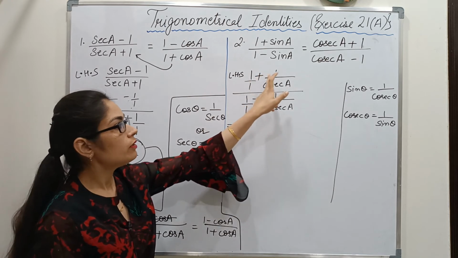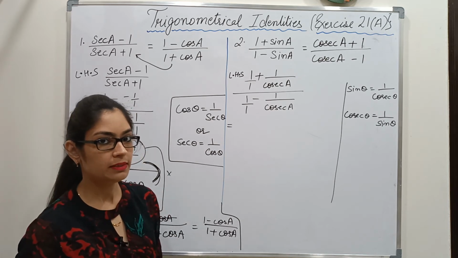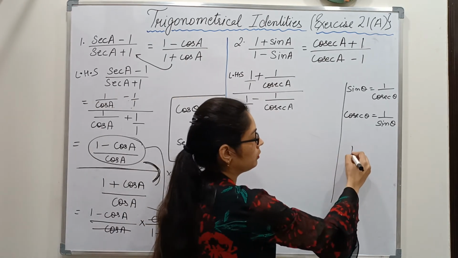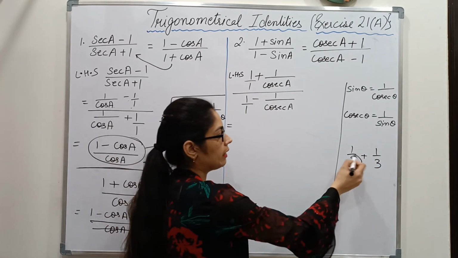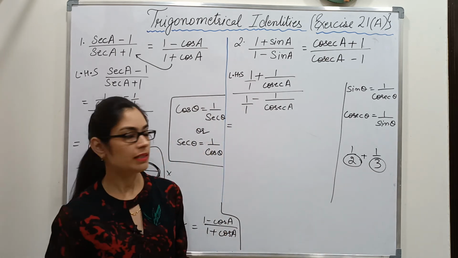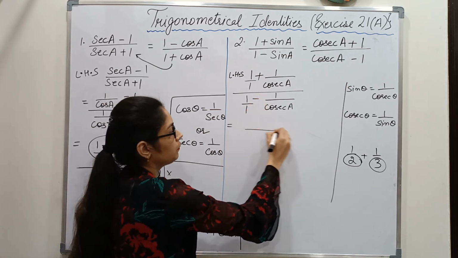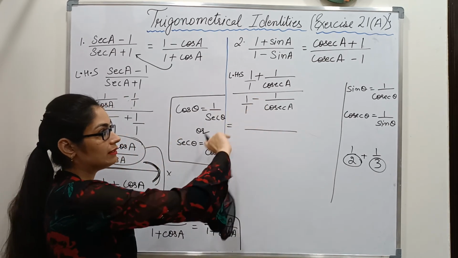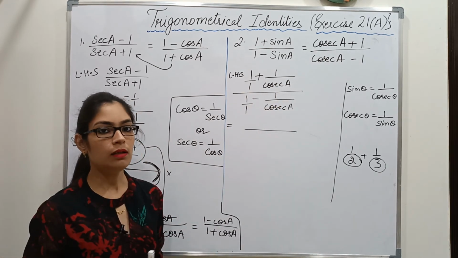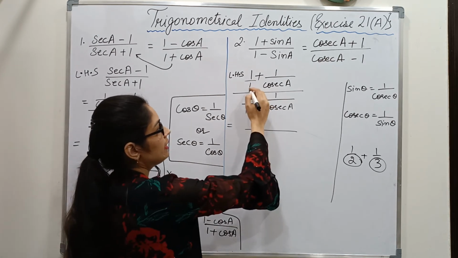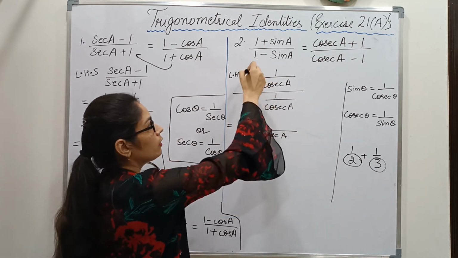Now this is addition of two fractions, and this is subtraction of two fractions, where the denominators are not the same. Like with simple numbers, if I have to add 1 by 2 plus 1 by 3, addition of two fractions, I have to take their LCM because the denominators are not the same. The same concept we have to apply here also. We have to take their LCM to make the denominators the same. So the LCM of such expressions, I have told you, is the multiplication of the denominators with each other. So 1 into cosecant A is cosecant A, and then their cross multiplication.